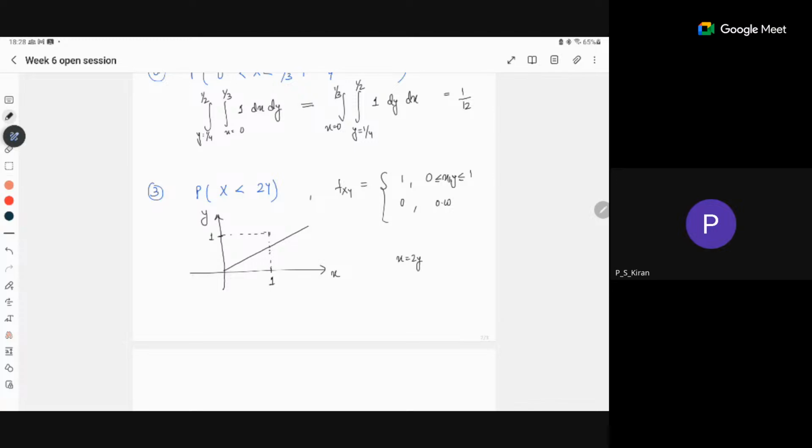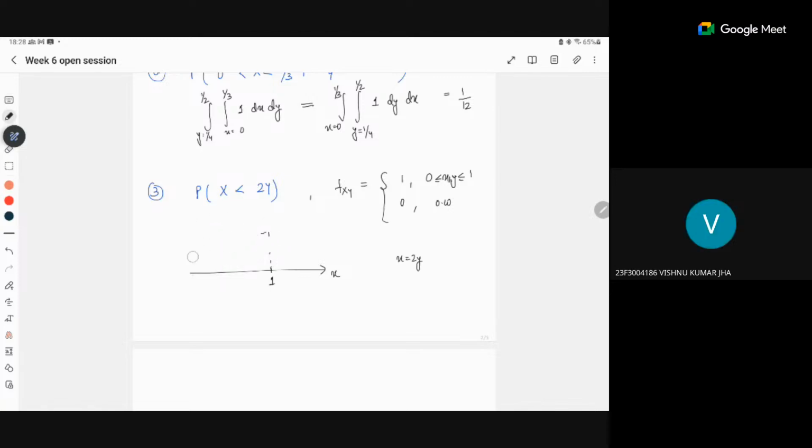So what is the probability that x is less than 2y? Which region will you shade here? This is the line x equal to 2y. The below part? Below 0.5? Yeah, because 2y has to be less than 1. Ma'am, 2y is greater than x. What is the range here? Ma'am, the above region, the support, ma'am.